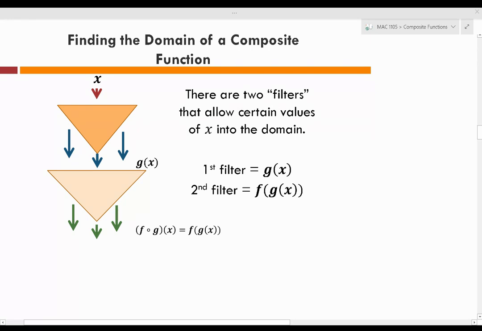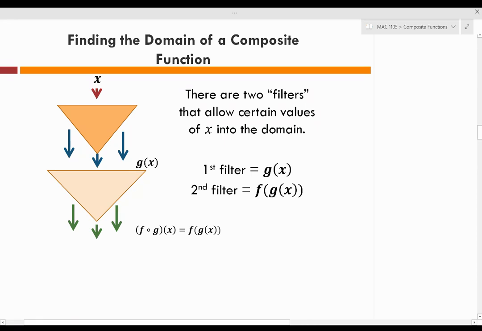Because we're talking about composite functions, we have functions inside of functions. The easiest way that I like to think about them is that your functions will act like filters, and they will filter out which x's will be included in your domain. So whatever x values make it through both functions, those are the ones that you will include.